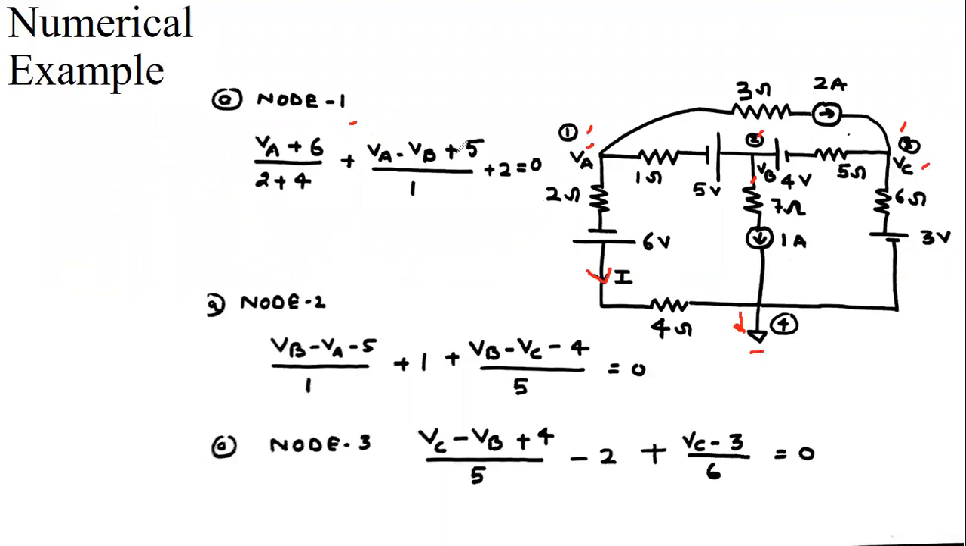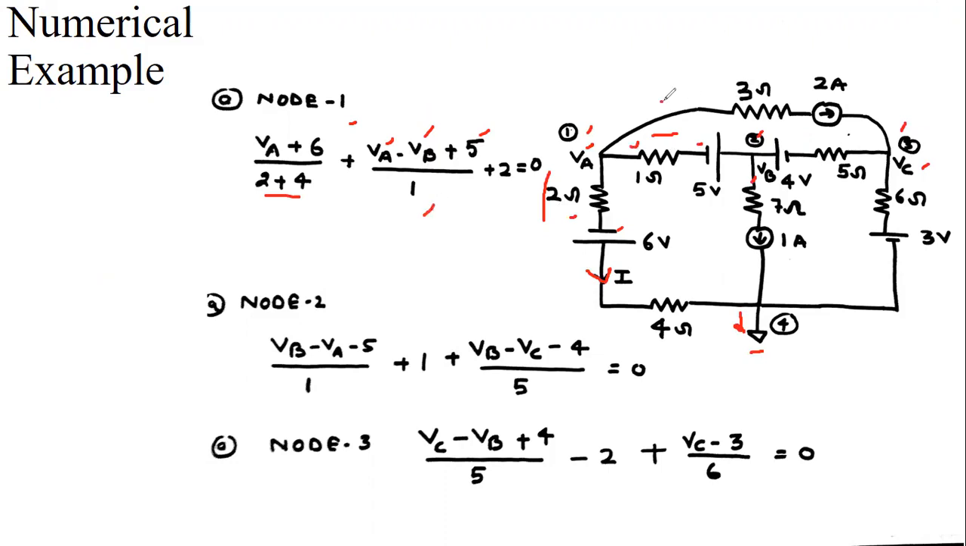So KCL at node 1. Always assume the current in the outgoing direction. The current in this branch is VA, and this potential is 0, so this is VA minus 0. No need to consider the 0, so this is VA. Here we are getting a negative sign, so this is VA plus 6 divided by all the resistance, so this is 2 plus 4. The current in this branch is VA minus VB, the potential difference of the nodes. And here we are getting the negative sign, so consider it as the plus sign. So VA minus VB plus 5 divided by resistance 1.